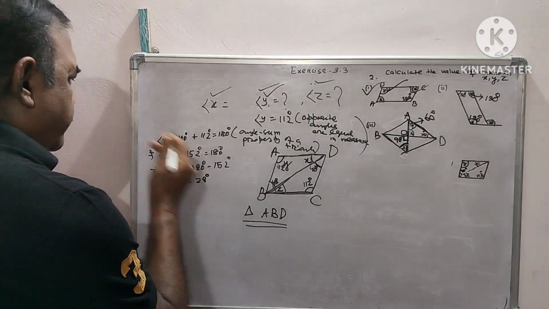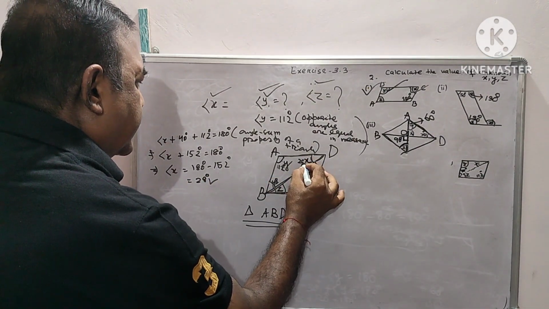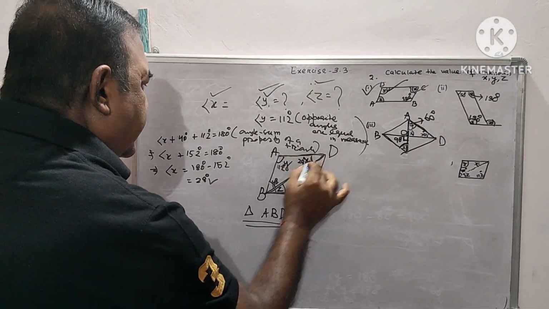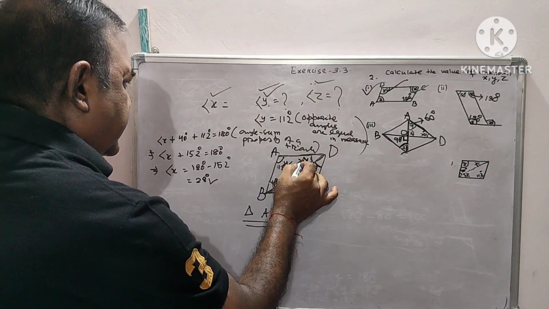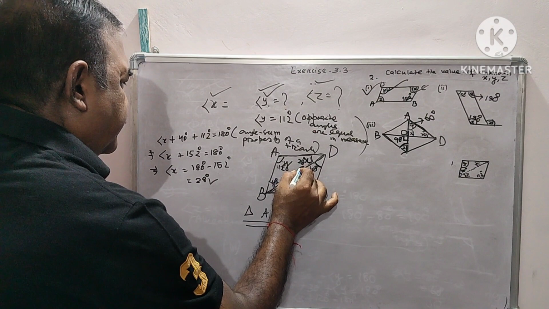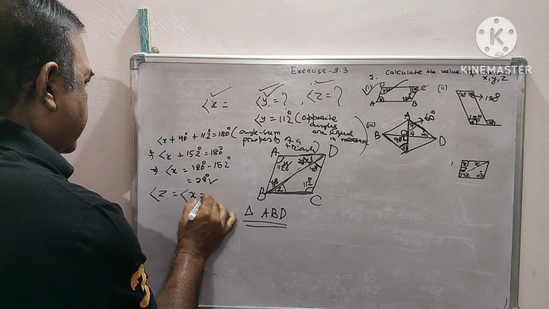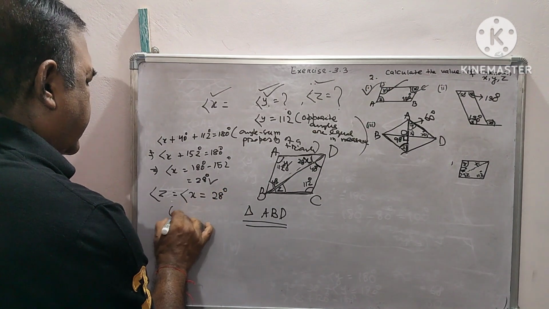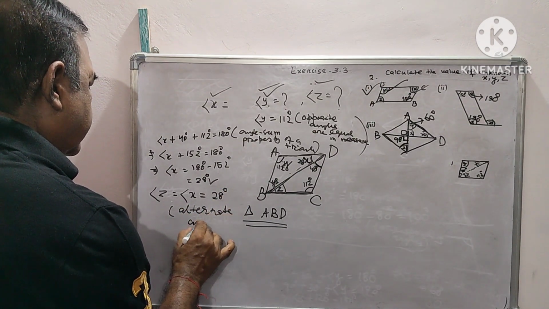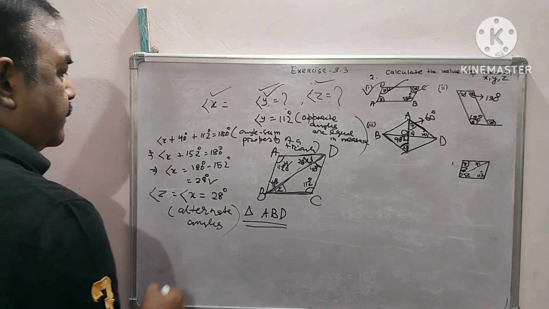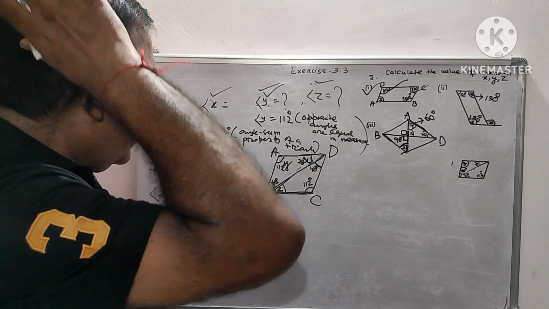So 50 plus 38, yes, this is 28 degrees. So this angle is 28 degrees. And you see AD is parallel to BC. This is the transversal. So this is 28 degrees, which means angle Z is equal to angle X, which is 28 degrees, because alternate angles are of equal measure when two parallel lines are cut by a transversal.